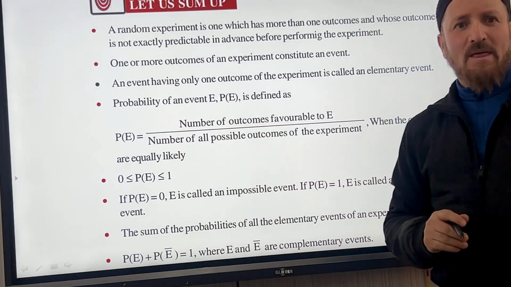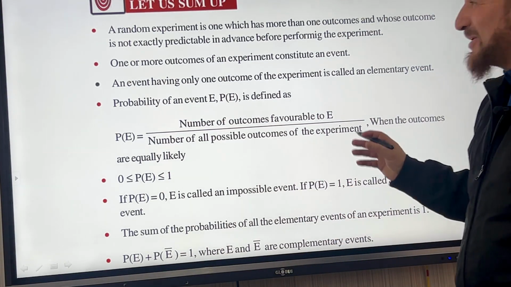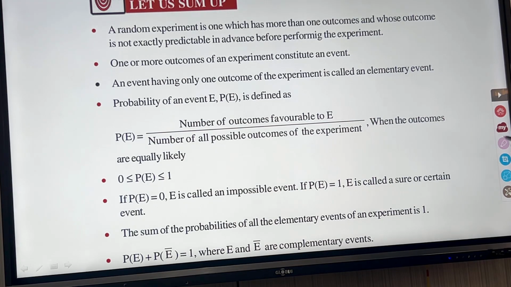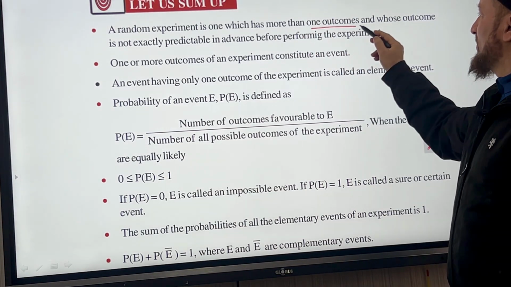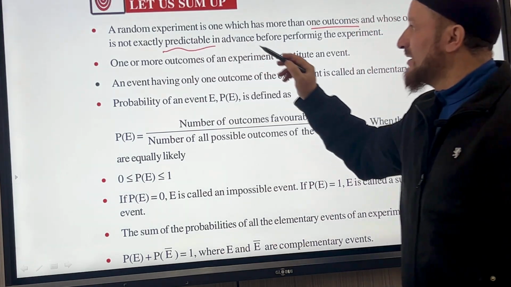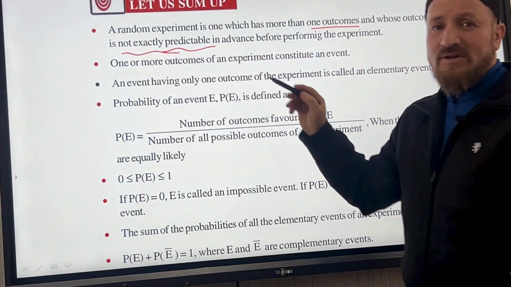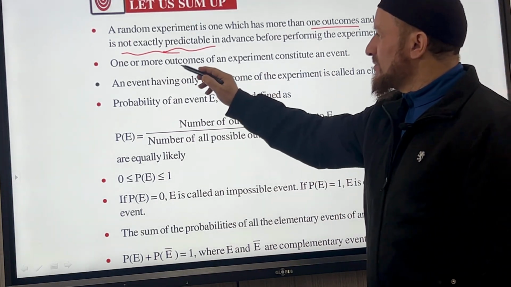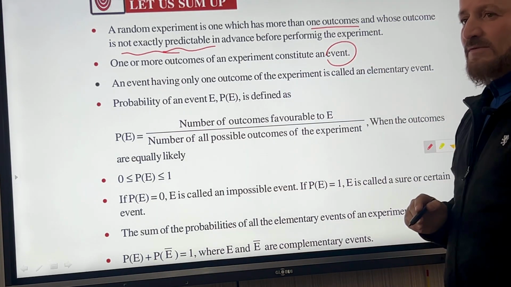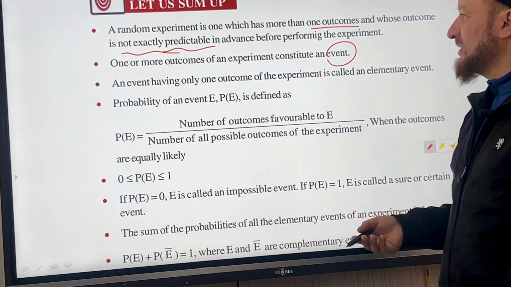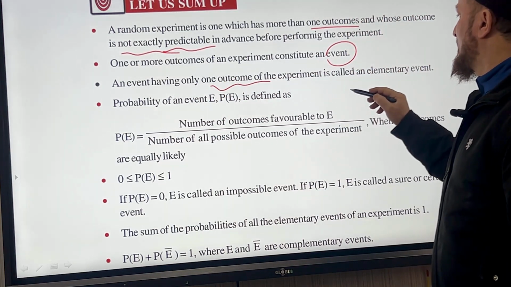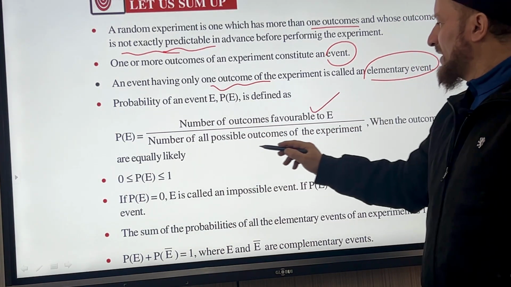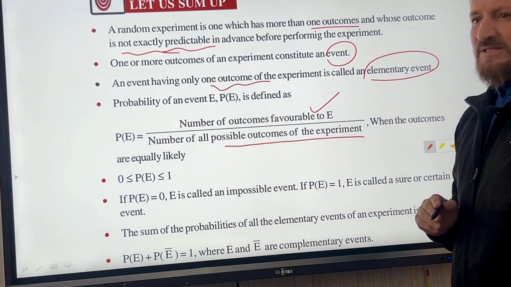सो लेट अस सम अप. Even though there are a lot of questions after this, but let us sum up what we got so far. A random, what is random experiment? In which has more than one outcome. First of thing, as whose outcome is not predictable, is not exactly predictable. You can't predict that. If it is predictable, then it is not random experiment. We have seen yesterday. One or more outcome experiment constitute an sometimes one or sometimes more. We see the event, right? An event having only one outcome experiment is called the probability. किसके बराबर निकलेगी? Number of divided by all the possible, that's sample space.